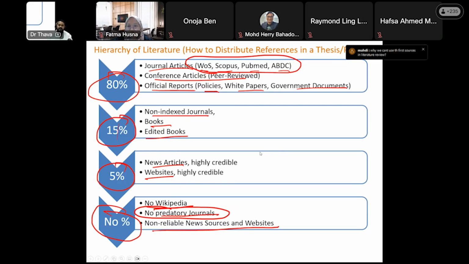Why can't we use the first sources in literature? First sources, which first sources? First sources. I don't know what is first sources, but anyway, let me go to the next one.